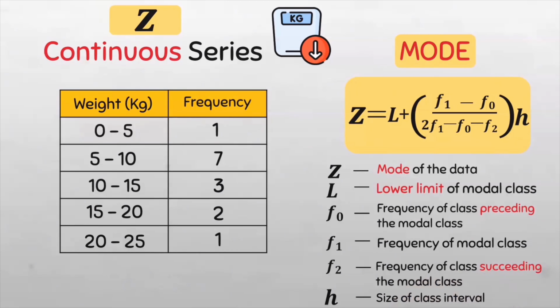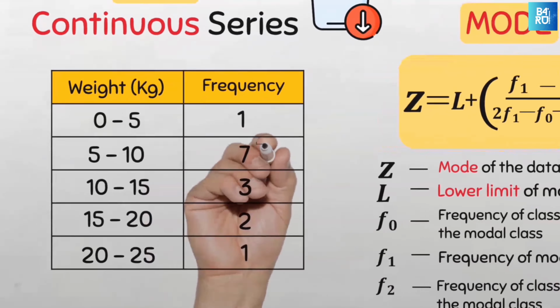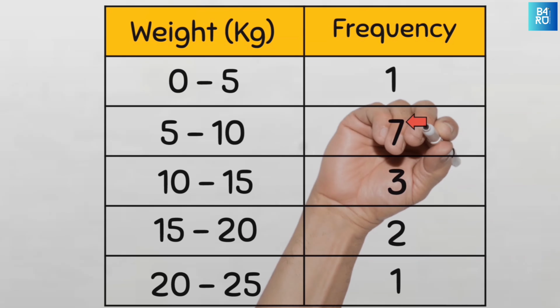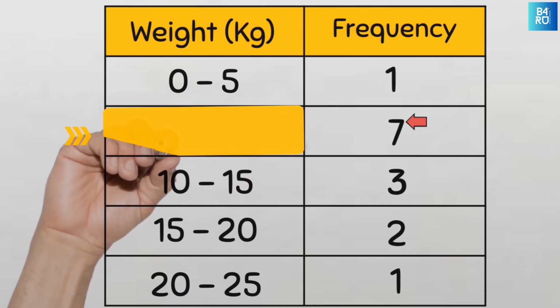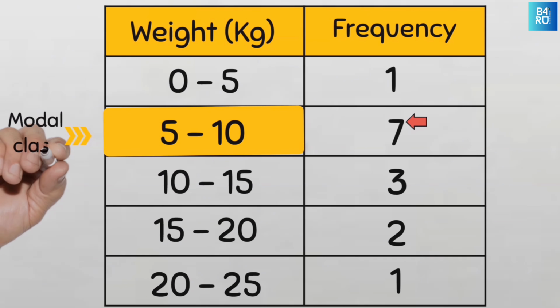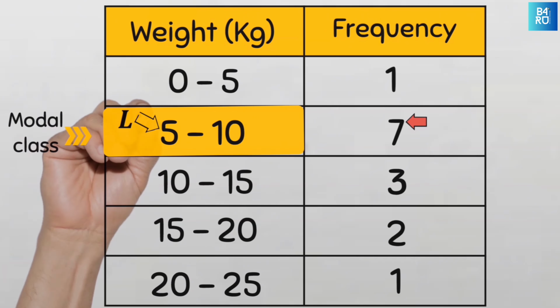So let us apply this formula to find the mode of this data. First, we need to identify the class with the highest frequency, and this is called the modal class. The highest frequency is here, 7, right? And this belongs to the 5 to 10 kilograms weight class. So this is our modal class. And so the lower limit of the modal class, L, is 5.